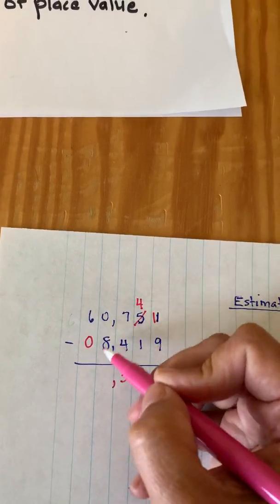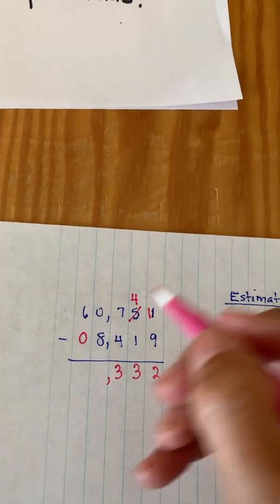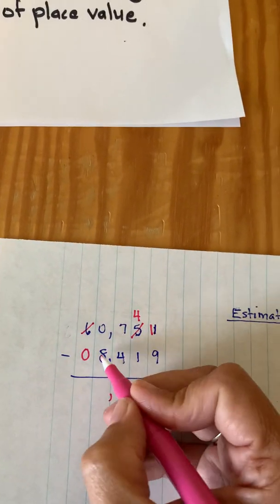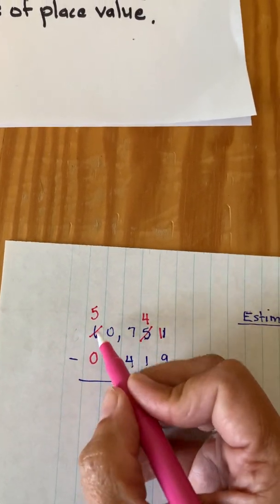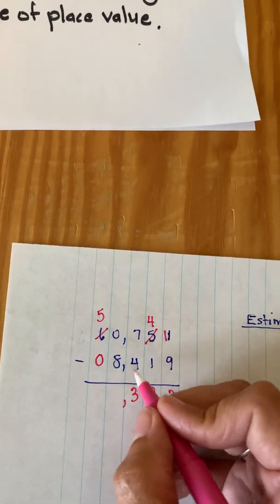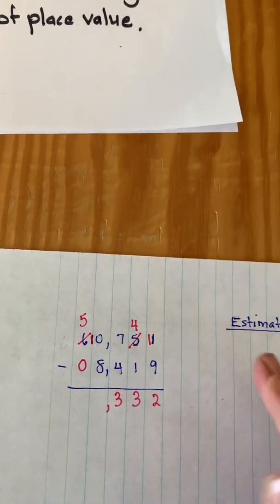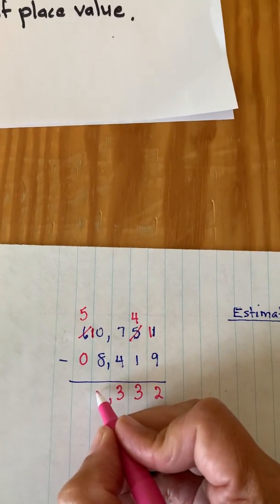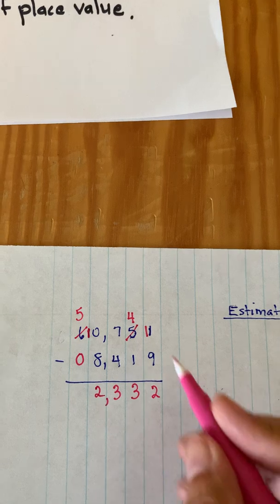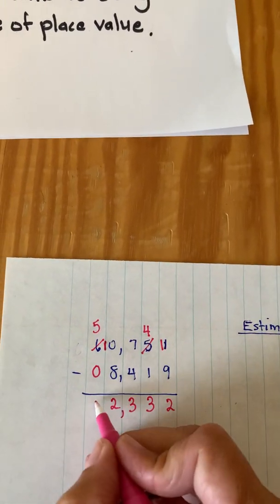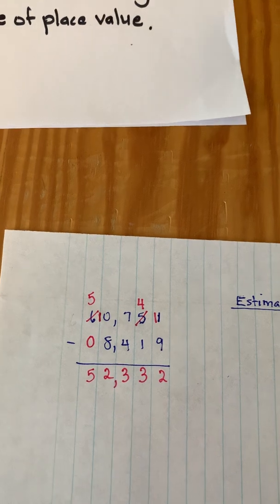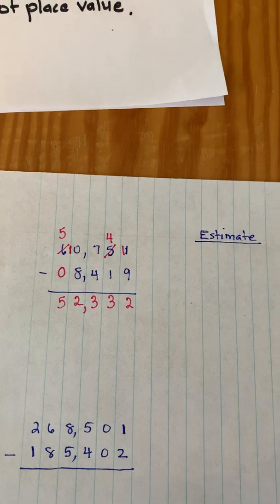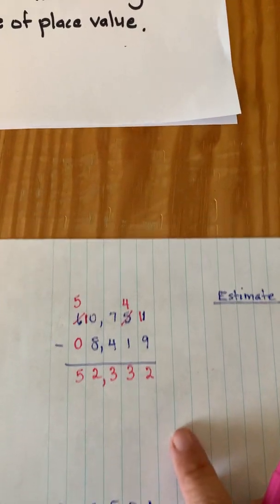Now let's go to the thousandths place. What do you notice? That's right, I cannot subtract 8 from 0. So I need to go over to my 10 thousandths place, and I need to borrow a 10,000. So 60,000 is going to change to 50,000. I'm going to bring my 10,000 over to my thousandths. So now I have 10,000 minus 8,000, and that leaves me with 2,000. And then I have 50,000 minus 0, which is going to be 50,000. So my answer is 52,332.